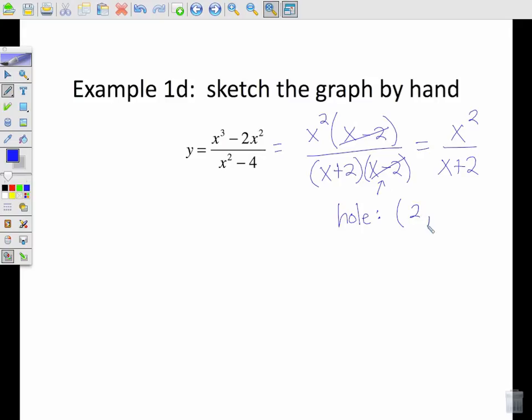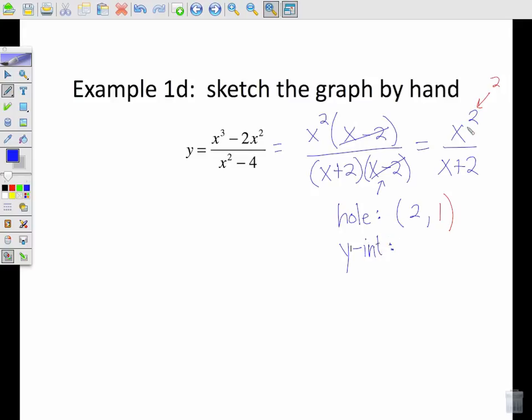So there's some things here that we can go ahead and identify. First of all, there is a hole. The hole would occur at 2, so it's the excluded value, 2. And if you put 2 into the reduced function, you get 4 over 4, which is 1. So there's the rest of that hole.